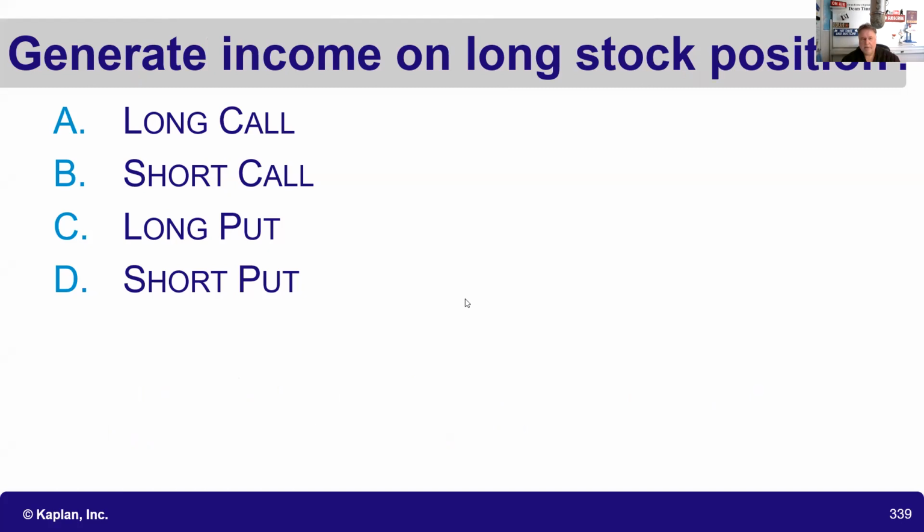To generate income in a long stock position, for income I'm going to sell the option. And so I'm going to sell a call, do a covered call or what's called a buy write. And so the answer here is B, short the call.